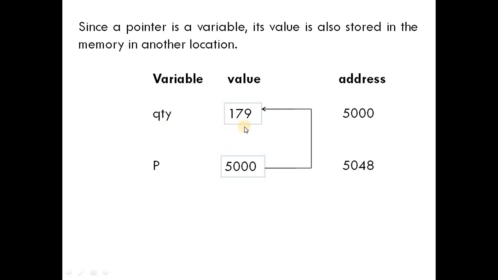We can access this value 179 with the help of the variable name and also with the help of the pointer variable. How to access it we are going to see in our next lectures. So for today you understood what a variable is and what a pointer variable is. A pointer variable is a variable that contains the address of another variable.